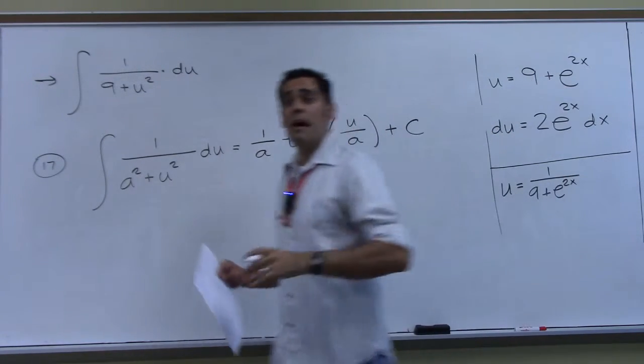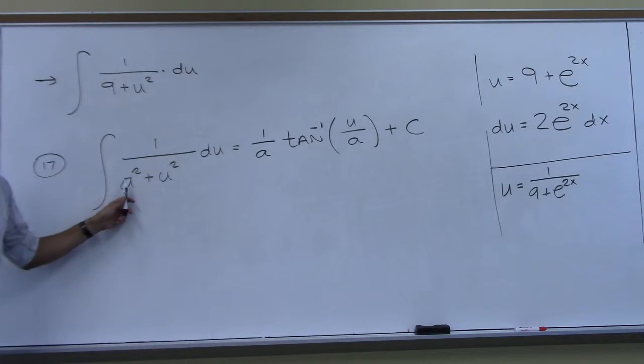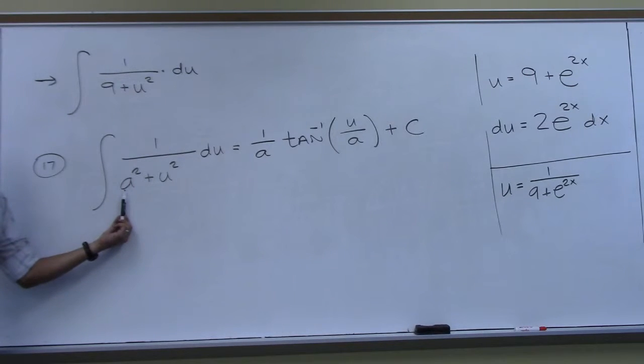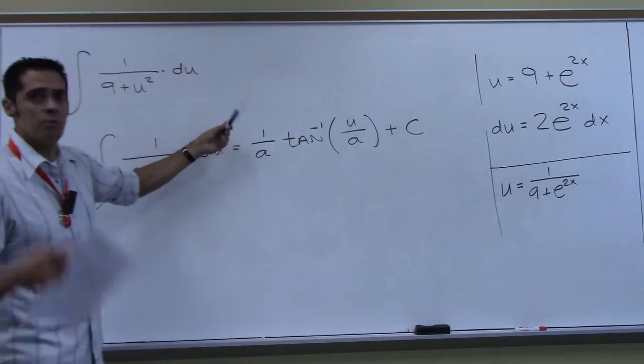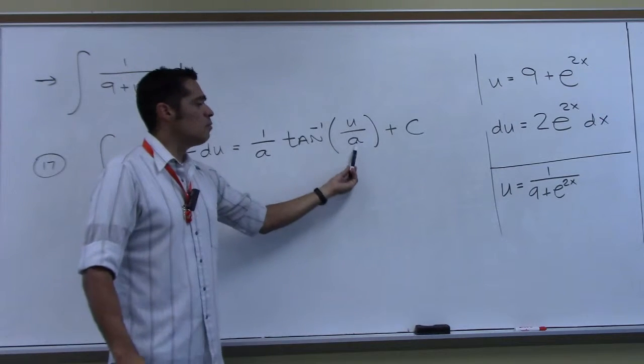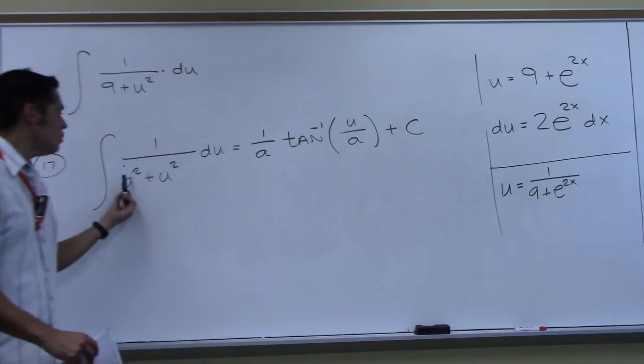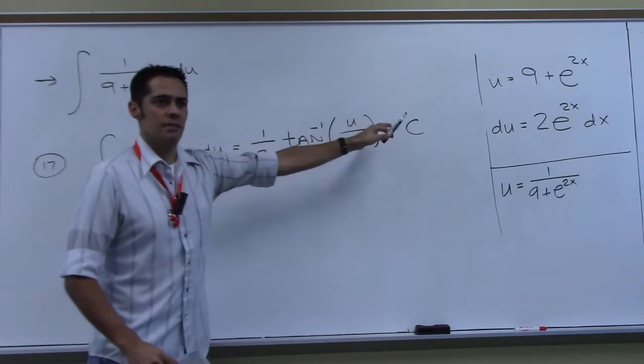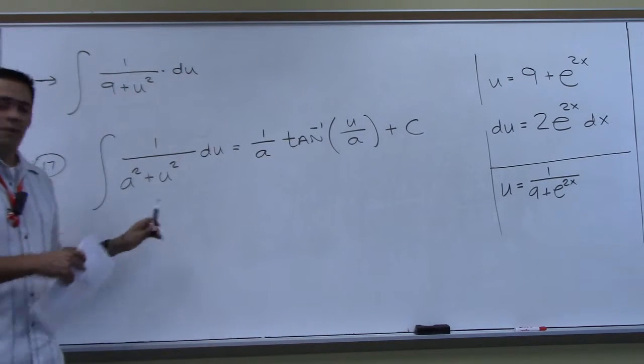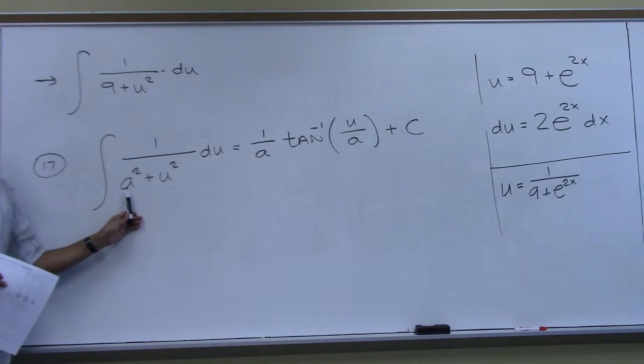Now, the formula I gave you, what was the number I had here when I first introduced you to it? It was 1, wasn't it? And that means that a would be 1. And that means this is 1 over 1, which is just 1. And this would be u over 1, which is just u. So that's why if this is a 1, it's just arctangent of the variable. But this is more general. If you have another number here, you can actually deal with it.